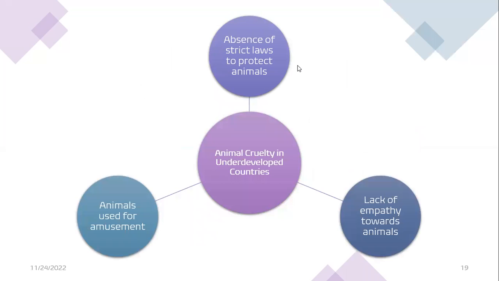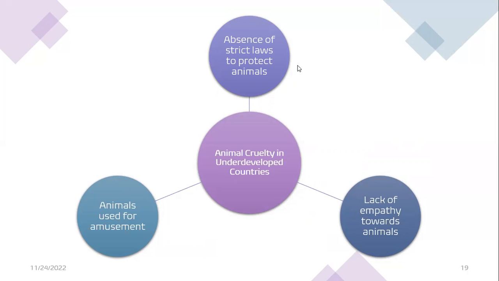So here we have one that has main and subtopics only. So we have animal cruelty in underdeveloped countries. So we have topic 1, absence of strict laws to protect animals. Point 2, lack of empathy towards animals. And point 3, animals used for amusement. So clustering can help you set out the outline for your essay.